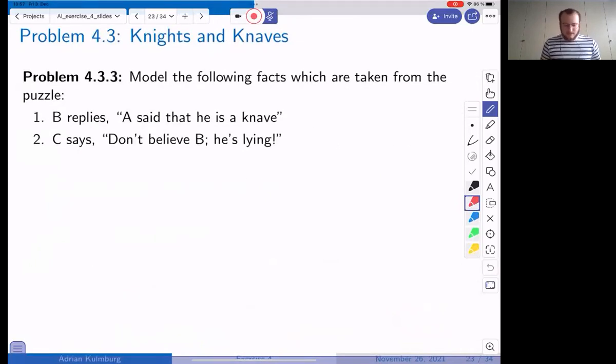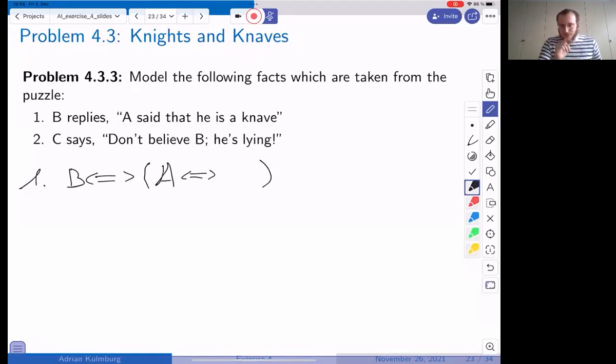So now we have to model the following two sentences. Let's start with the first one. So B replies, right? We saw before how we have to do when somebody says something. So it's basically just an equivalence, and then on the left side, the person that says that thing. So in that case, it's B. And what does he say? Let me put some brackets here. So he says that A said that, okay, so again, somebody is saying something. So we put a little equivalence here. And who said it? Well, it's A. And A said that he is a knave.